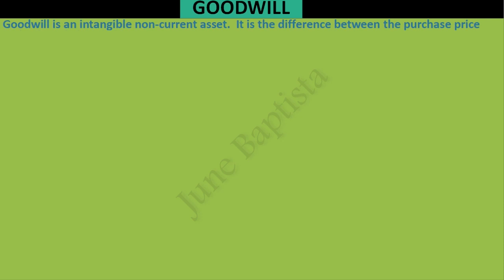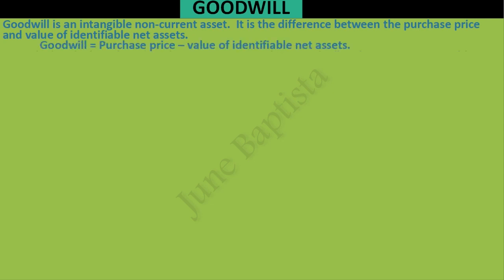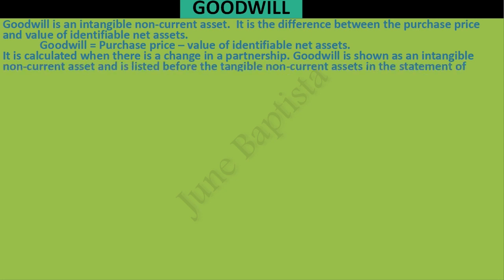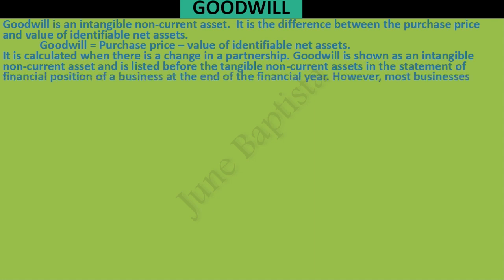Let us take a closer look at goodwill. So what is goodwill? Goodwill is an intangible non-current asset. It is the difference between the purchase price and the value of identifiable net assets. Therefore, goodwill is equal to purchase price minus the value of identifiable net assets. It is calculated when there is a change in a partnership. Goodwill is shown as an intangible non-current asset and is listed before the tangible non-current assets in the statement of financial position of a business at the end of the financial year.